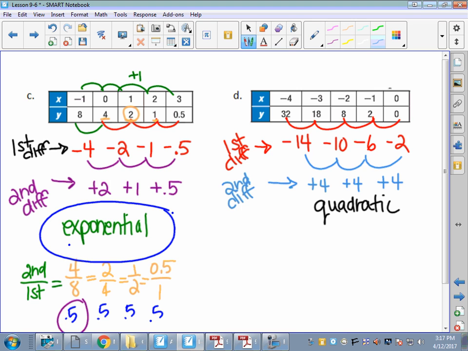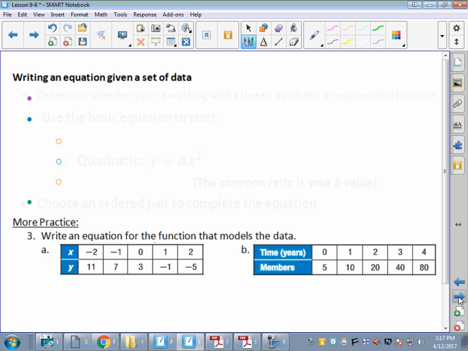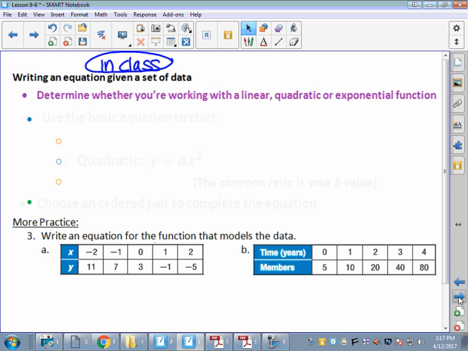Now, as we go through and talk about these, we're actually going to talk about writing an equation given a set of data in class, because that's a lot of information and I want you to get the basics of it. However, please make yourself a note that you are going to have to determine whether you're working with a linear, a quadratic, or an exponential. So you're going to do the same stuff for all of these that we just did. So find your first differences. If they're equal, it's linear. Find your second differences. If those are equal, it's quadratic. If those two don't happen, then make sure that you've got yourself a common ratio. Set up your second over your first and make sure that they all divide the same.